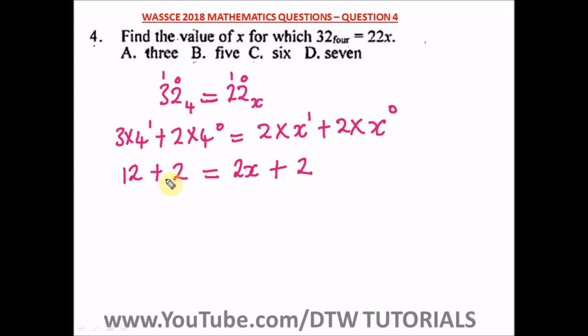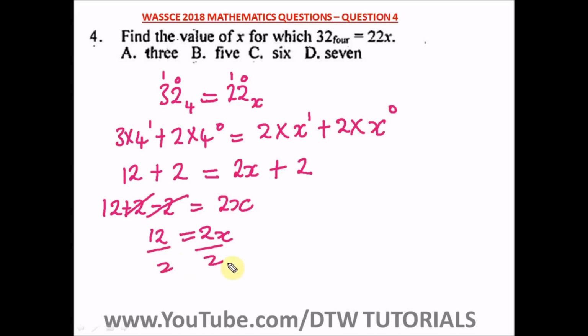Okay, so we can take 2 to this side, leaving 2x here. So we have this plus this. What would this give us? Let me just write this down. 12 plus 2, then taking plus 2 to this side, we are going to have a minus 2 equal to 2x. So plus 2 minus 2 will give us what? A 0. So we're left with 12 equal to what? 2x. Divide both sides by 2. What do we have? 2 in 12 will give us how many times? 6 times. Okay, so we have x is equal to what? 6. So the value of x is 6, and our right option here is option C.